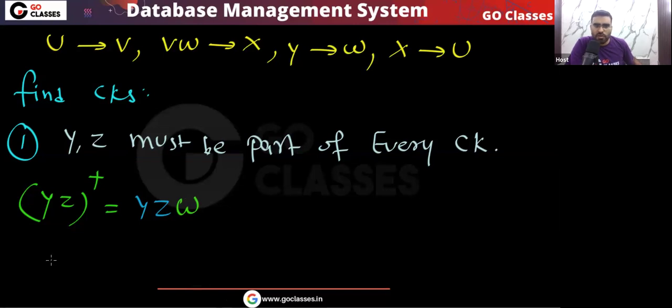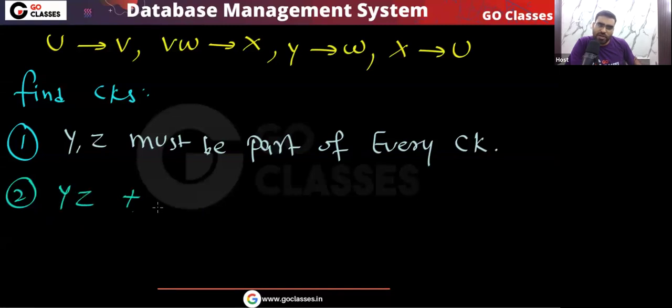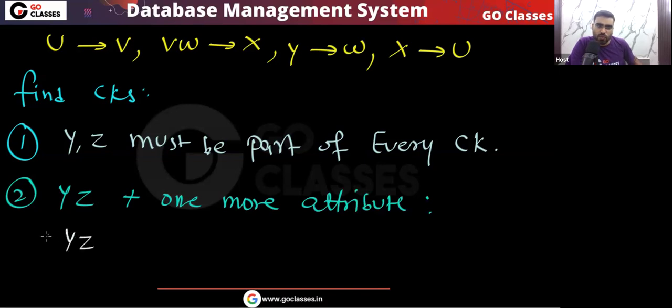Now what are we going to do? The second step is that we will combine YZ plus one more attribute. This is what we are going to check. Let me check YZU. Will this work?